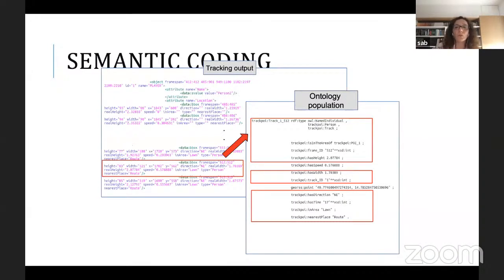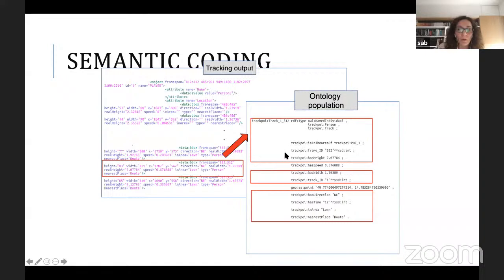So in many frames, it's important to differentiate what is really the object that we are considering. For instance, here you have some information that we have coded from this piece of a tracking output file. Here we have that this track is an individual. It's information from the OWL ontology, the standard ontology. It's an individual, not a class. In particular, it's a person and it's also a track.